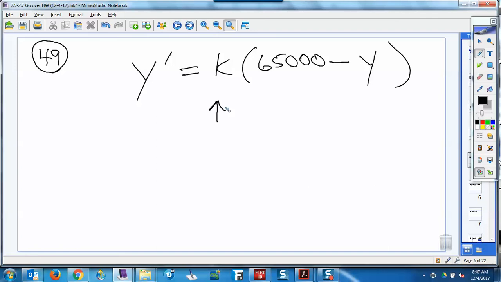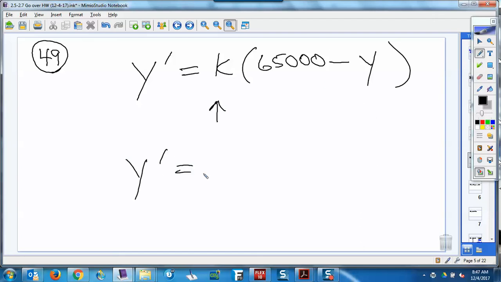Okay? What's Y prime? Y prime's got to be positive because, hopefully, Y is increasing. See how you're using chart stuff here? Y is increasing, so Y prime better be positive. So this side's positive, and this is positive, so what's K got to be? Positive.